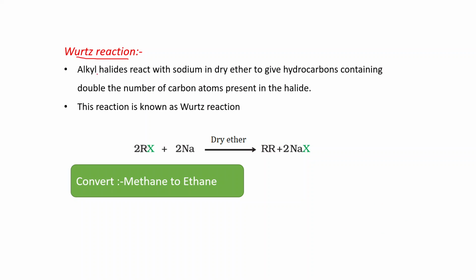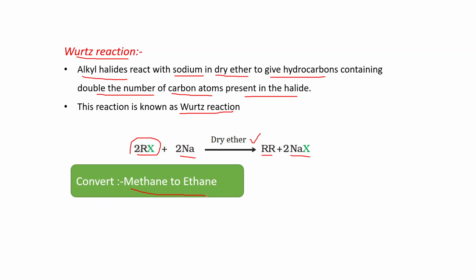Wurtz reaction. Alkyl halides react with sodium in dry ether to give hydrocarbons containing double the number of carbon atoms present in the halide. This reaction is known as Wurtz reaction. You can say this is two molecules of alkyl halide. When they react with sodium in presence of dry ether, we will get higher alkane and NaX is formed. Okay, and this reaction is used to convert methane to ethane.